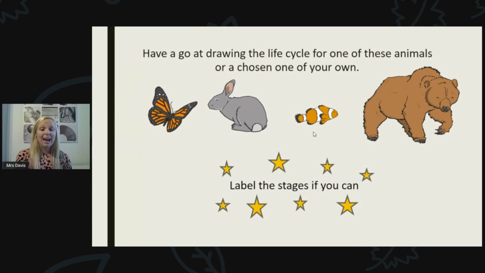If you'd like to, have a go at drawing your own life cycle for one of these animals or a chosen one. I've got a butterfly, I've got a rabbit, I've got a clownfish, or I've got a bear, okay? If you want to, you can use one of those four, or you could choose your own animal. And then as a special challenge, label the stages if you can. Pause the video and have a go at doing one of those life cycles for your chosen animal. Remember your arrows and the fact a cycle goes round and round. Pause the video now, guys.